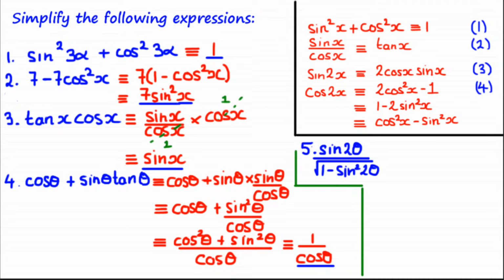Let's have a go at this one. All right, so last one for simplifying expressions, we've got sine 2 theta divided by 1 minus sine squared 2 theta. Who's got it? Oh, you got it now? Good stuff, Jasmine. Make sure you let us know if you don't understand it. We'll be more than happy to explain it to you.